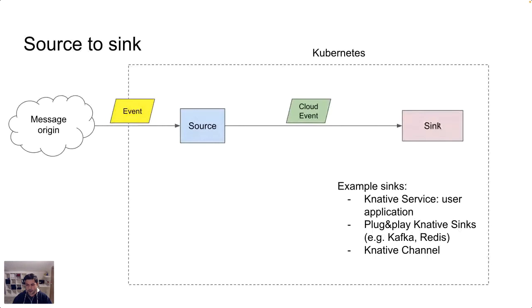What plug-and-play means here is you don't have to write any code to send events to a Kafka topic or to Redis. You just use the existing things that are provided to you. Another example sink could be a Knative channel. I will talk about channels later.